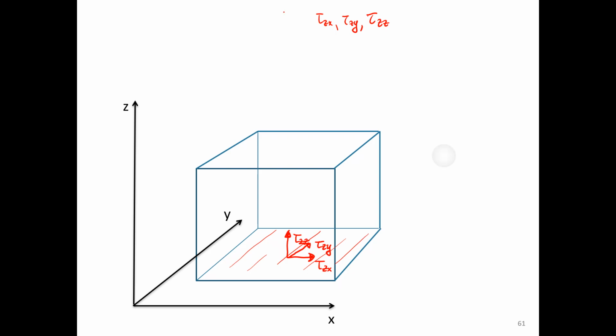So this is my tau z. It describes momentum transfer across the plane, and overall, it has some general direction that has x, y, z coordinates.